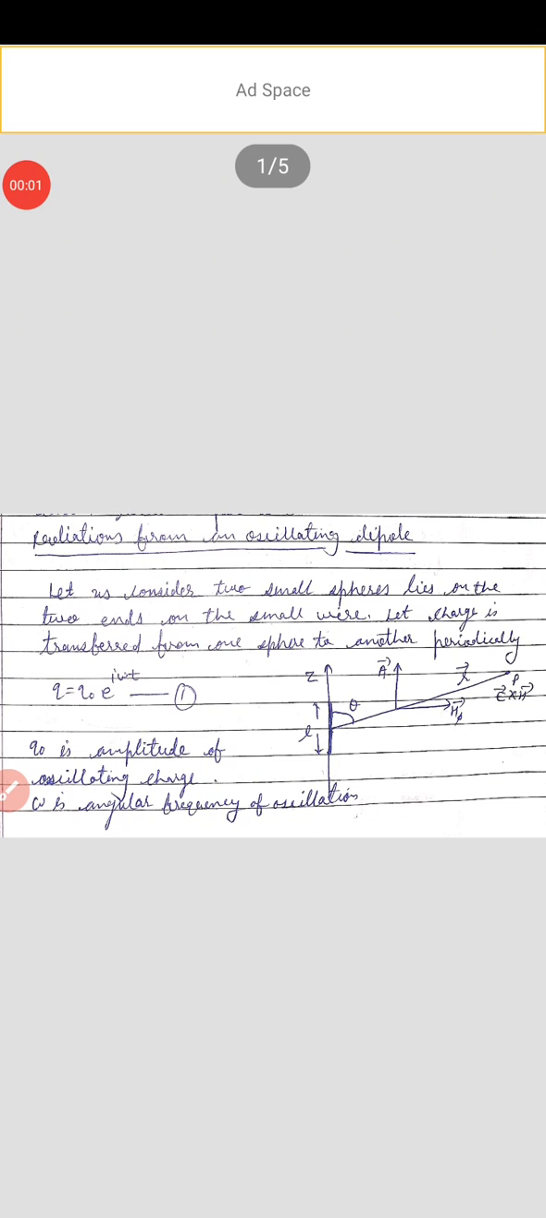Good morning, students. Today our topic is radiations from an oscillating dipole. Radiations from an oscillating dipole.